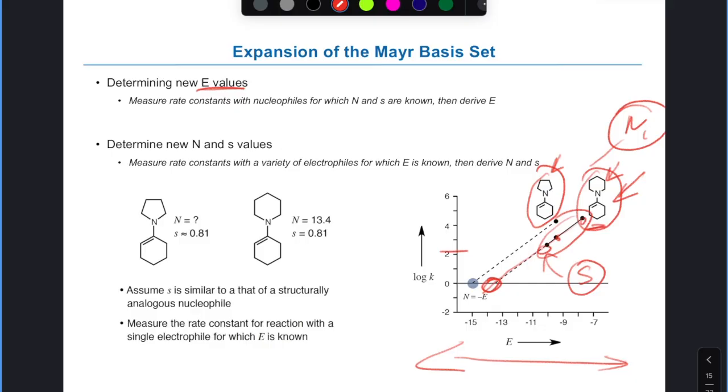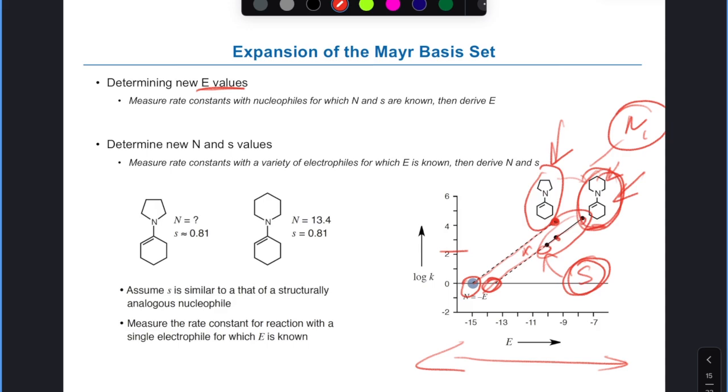If I jump over to a new enamine, structurally similar, I measure a single value. I'm assuming that the slope I measured for this one is probably the same as the slope I measured there. So a single value and then an assumed slope will allow you to do the same sort of extrapolation back to your y-axis. So there are two layers you can do.